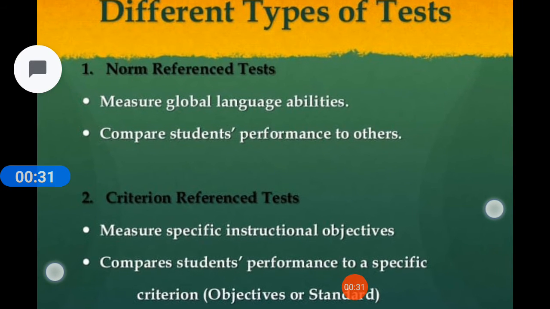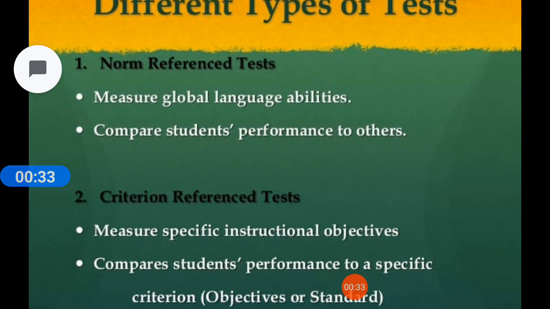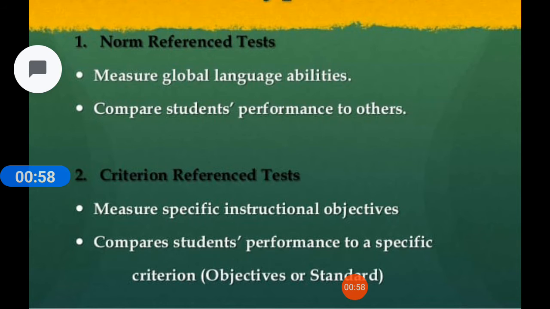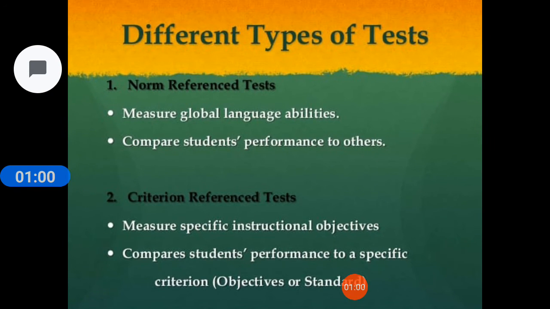Different types of test: norms reference test and criterion reference test. Firstly, norms reference test measure global language abilities and compare students' performance to others. Second one, criterion reference test measure specific instructional objectives and compares students' performance to a specific criterion.